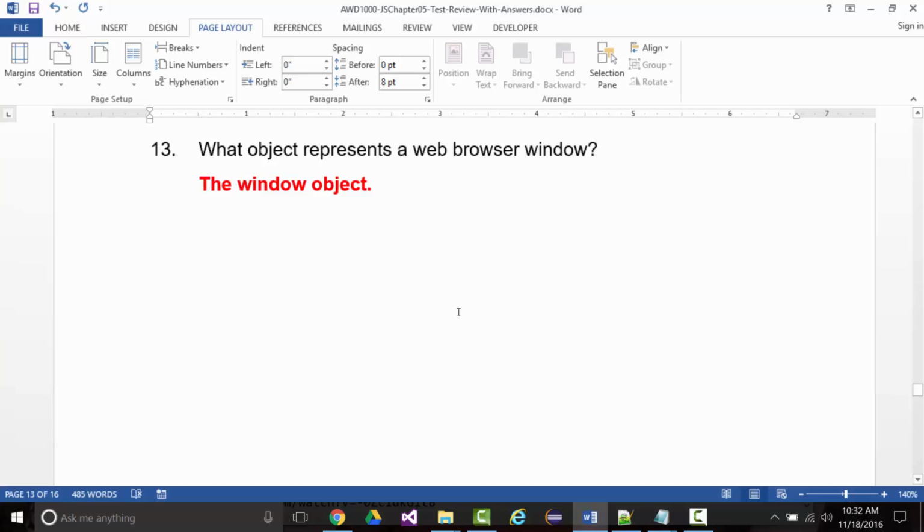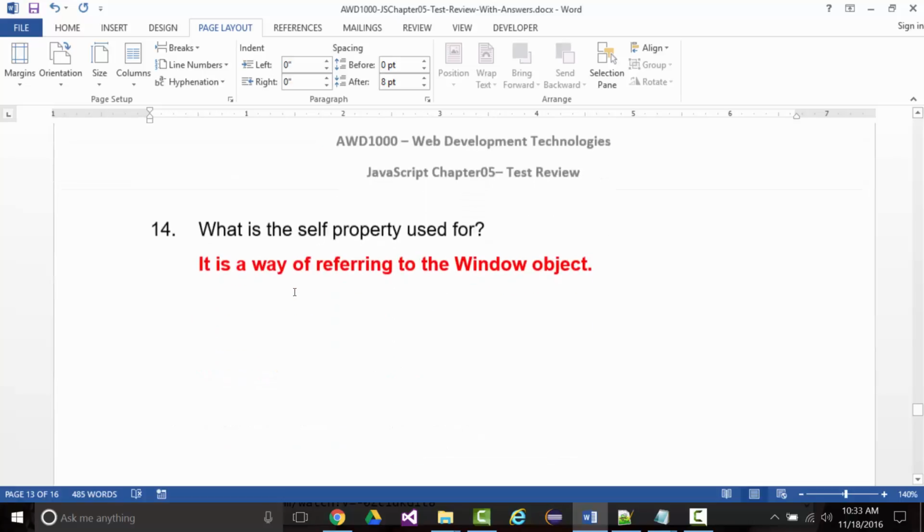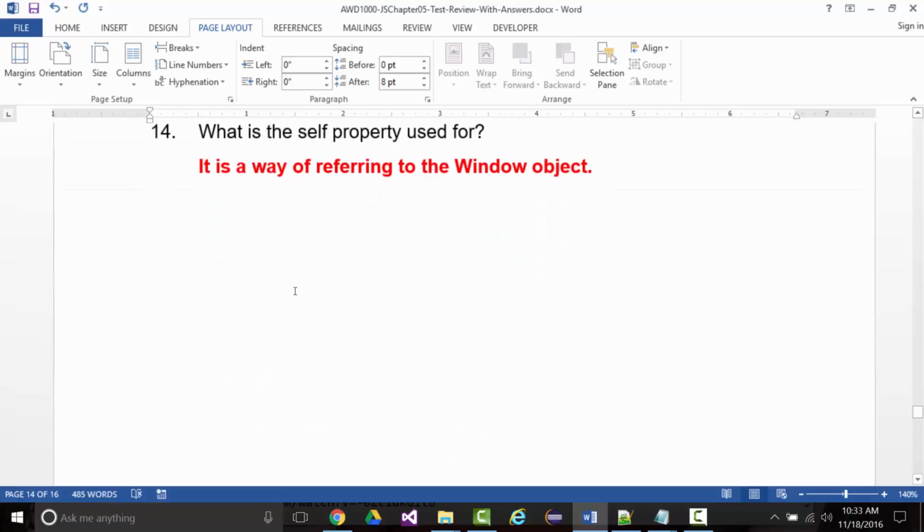Number 13, the object that represents the browser window is the window object. Number 14, what's that self property? It's a way of referring to the window object. So to say self.something is the same thing as saying window.something.